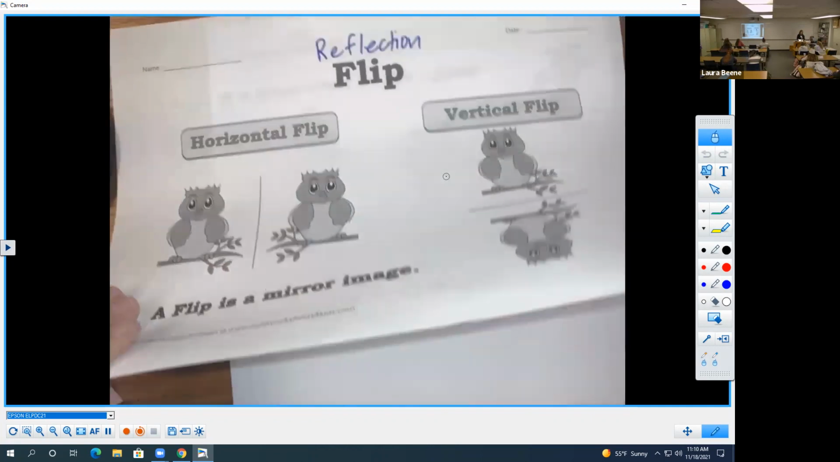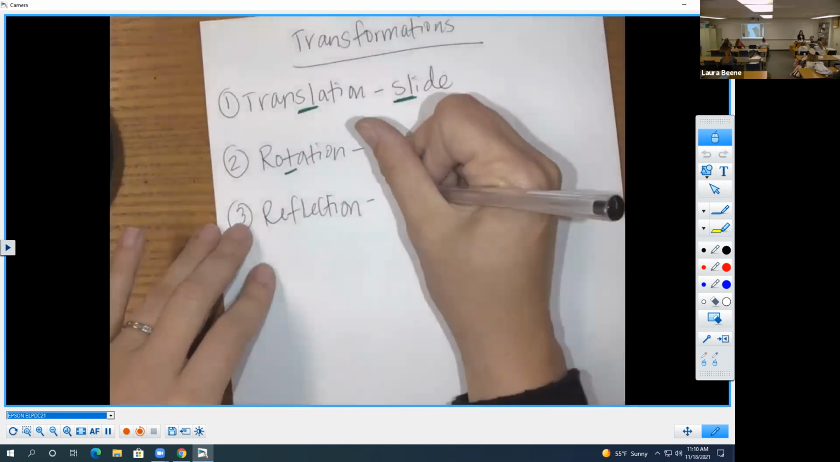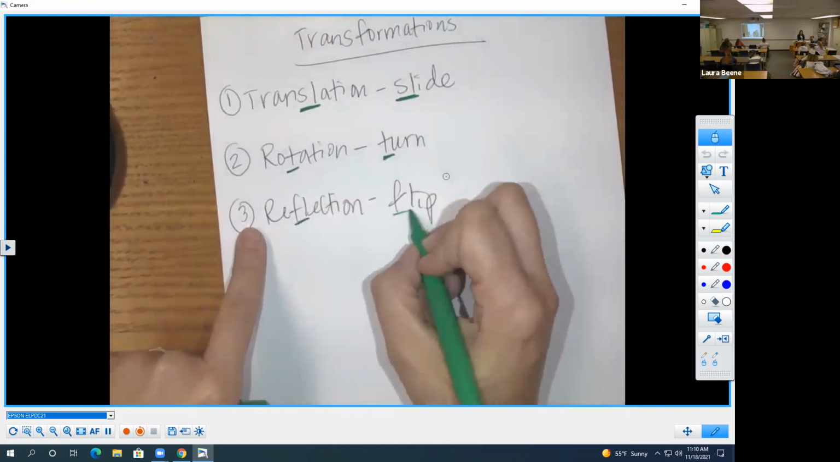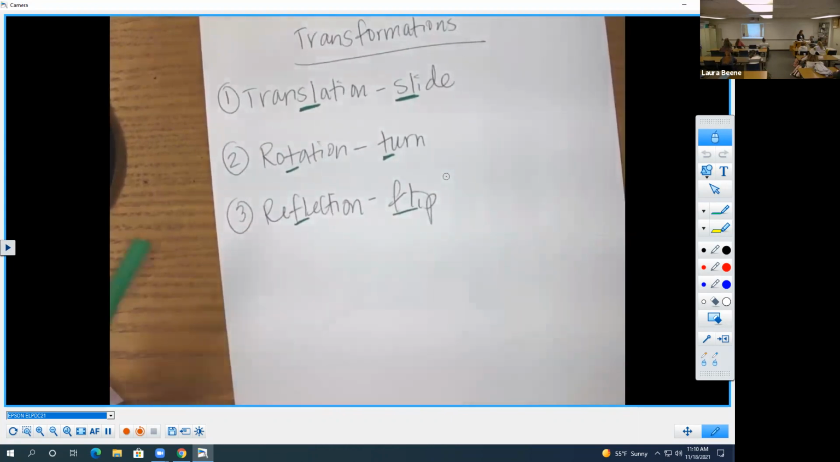We actually have for reflections, this is a flip also, sorry. And a way you can remember that is the FL in reflection is a flip. And we actually have a tool that we can use for reflections. Let me think where they're at. Right here. Called Miras, M-I-R-A.